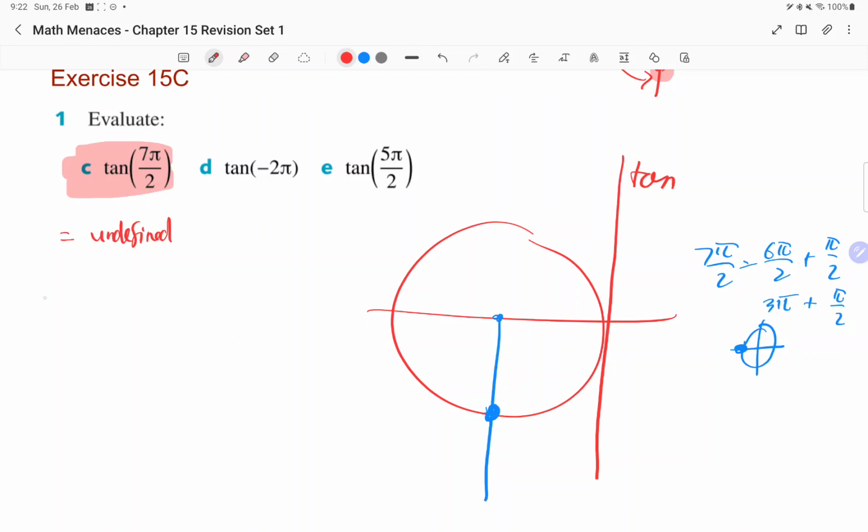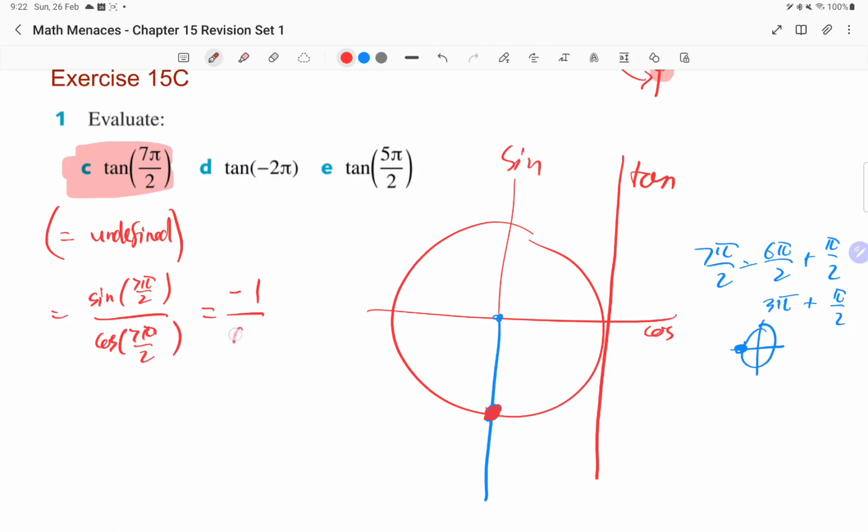Good question. So if you were to use the other method, sine of 7 pi on 2 over cos of 7 pi on 2, what's sine of 7 pi on 2? Sine of this value here. -1. Sarah, what is cos of 7 pi on 2? Remember, it's this angle here, and this is the cos axis. 0. Can you divide by 0? No. So that's why it's undefined. In both ways you will get undefined, but if you use the tangent line, it just gets a little bit faster, I think.